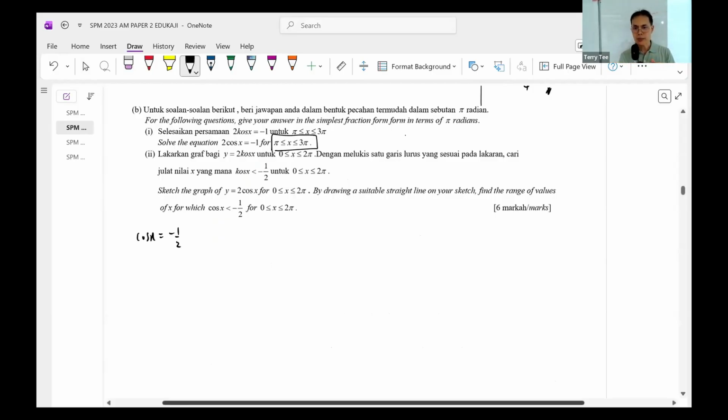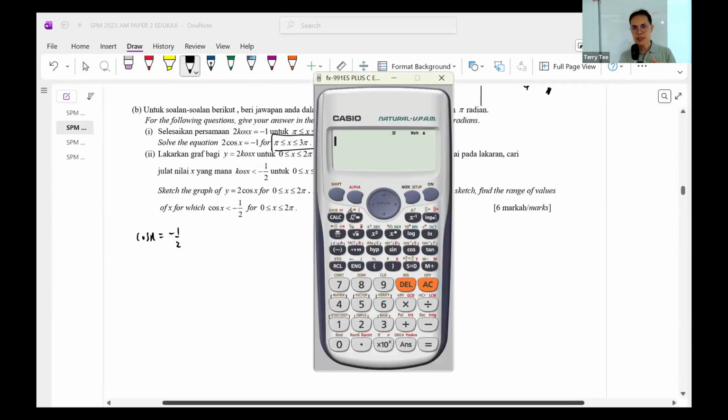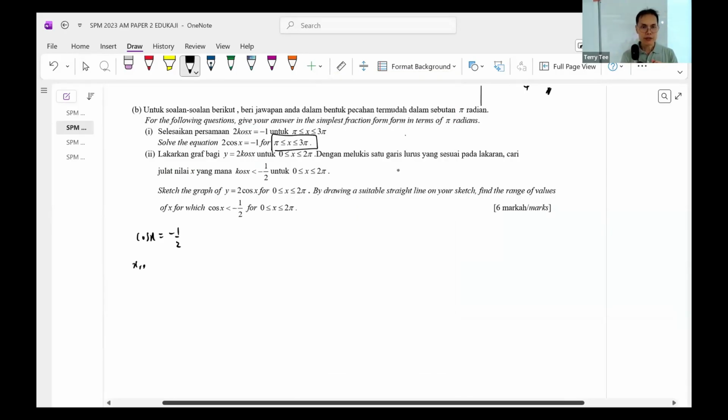So number one, I'm going to use my calculator. Depending on which calculator you're using, I'll show you this one first. Shift cos 1 over 2. Remember, when you calculate this, drop the negative. Write this down, pi over 3. So this is your reference angle, pi over 3.